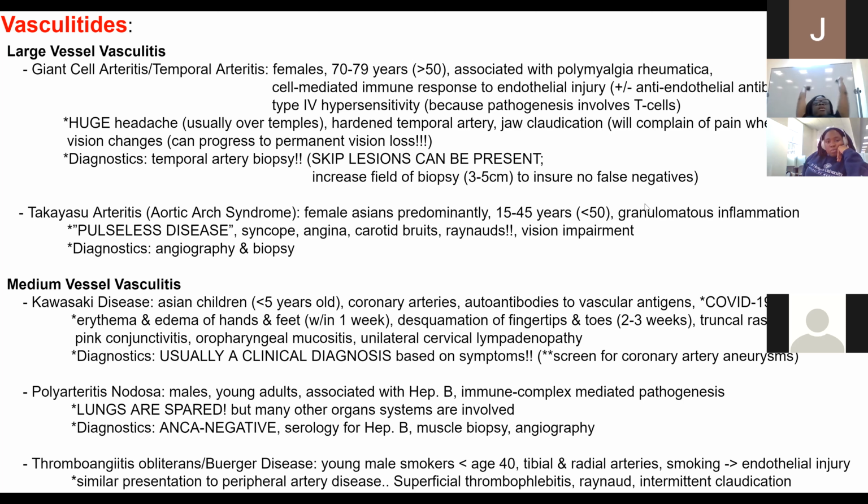So we have greater than 50 and then less than 50, okay? For Takayasu it is less than 50, greater than 50 for giant cell. Keep that in mind, because that could be really differentiating. Obviously the clinical features are also a little different, but the minute that you see the years, you should be thinking, maybe it's this.